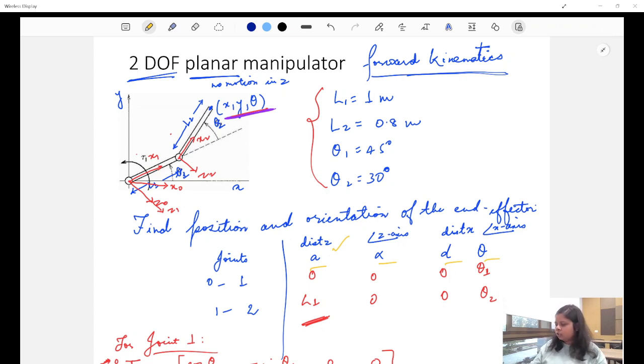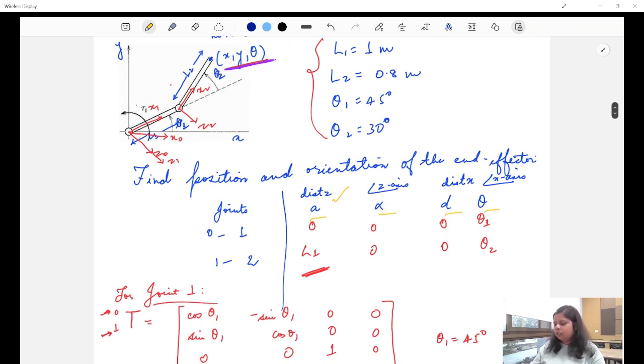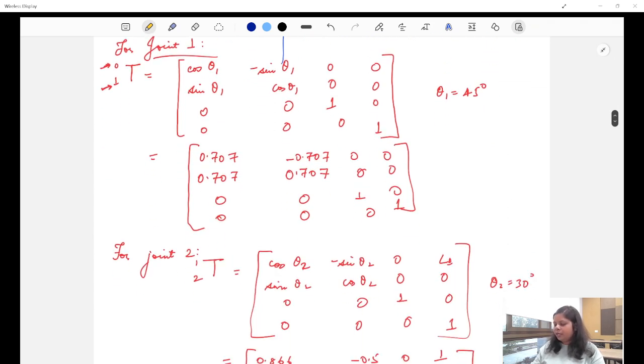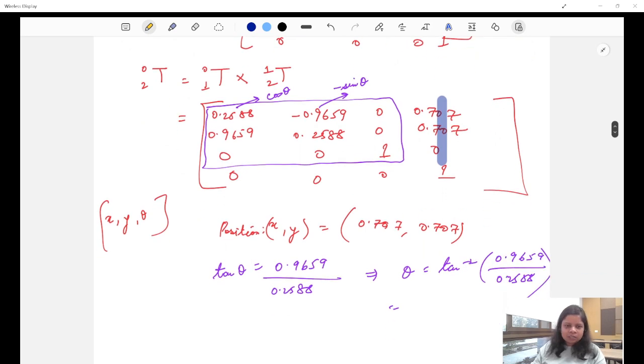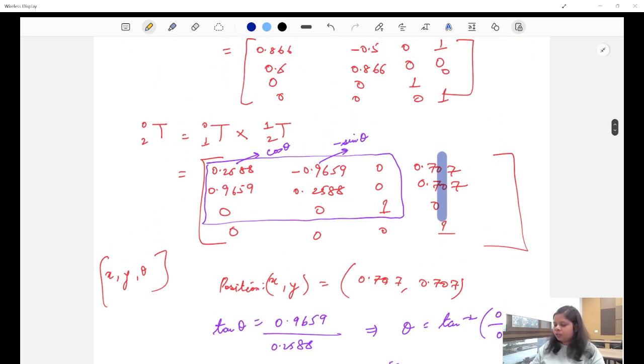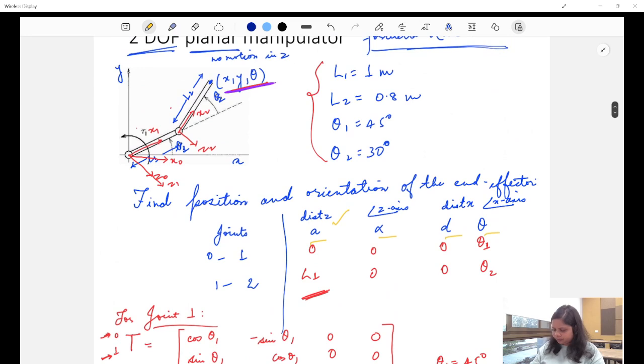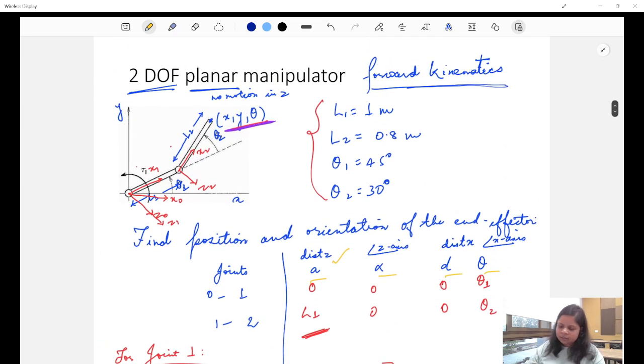These are the parameters that we were supposed to find for each joint, and then we found out the transformation matrix for each joint and multiplied them to get the overall homogeneous transformation matrix. So that is all we had done. Another thing is the convention. We usually took z-axis to be out of the plane and x-axis to be along the link lengths.